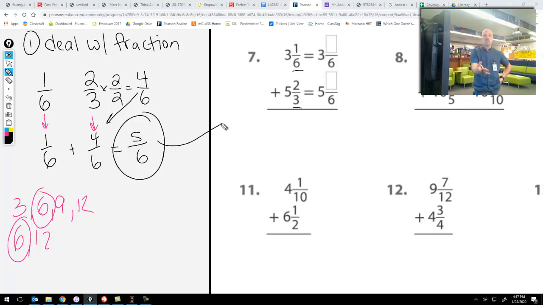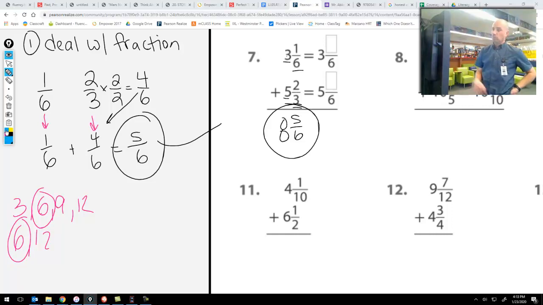The other part that I have on this problem is my whole numbers. I have 3 and I have 5, and I need to add those up. Well, 3 plus 5 is 8, and that's a pretty easy thing to do. And so I have 8, and then I also have my 5/6 that I'm adding in, and now I get a total sum of 8 and 5/6 on that problem, okay?